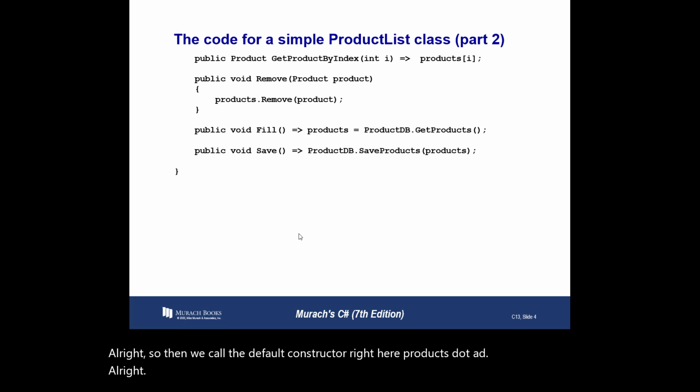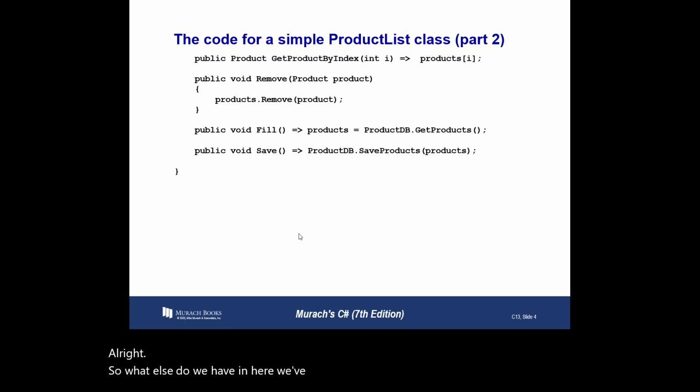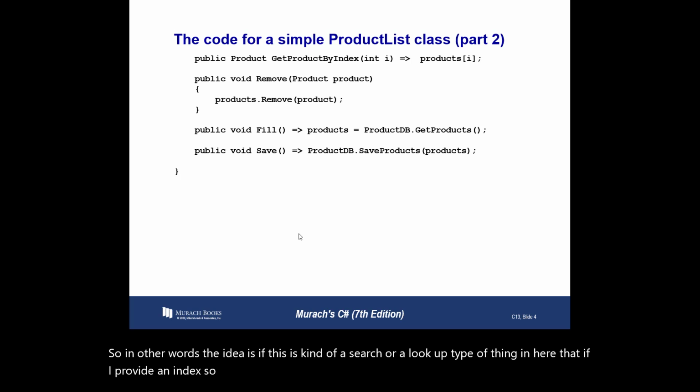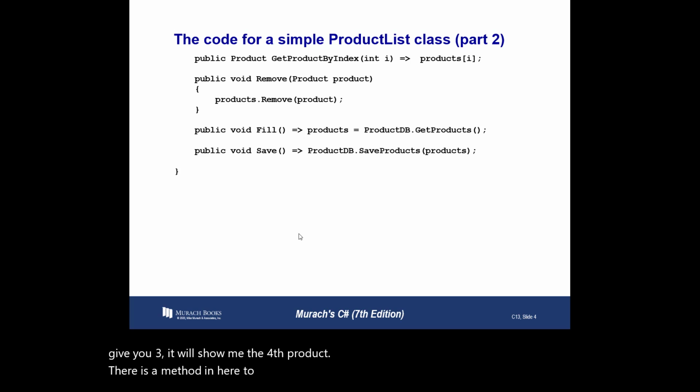So what else do we have in here? We've got a get product by index. So in other words, the idea is this is kind of a search or a lookup type of thing, that if I provide an index, so if there's 10 products, those being products 0 through 9, and I give you 3, it will show me the 4th product. There's a method in here to remove a product.